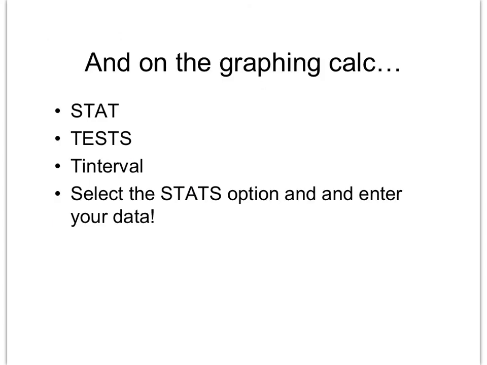Doing it on the graphing calculator is very similar to how we did our z-scores. I think we have everything that we need to know. We're going to press stat, go to tests. It's going to be under the z interval, so it should be the next option under the z interval. It's called t interval. I'm going to press enter.